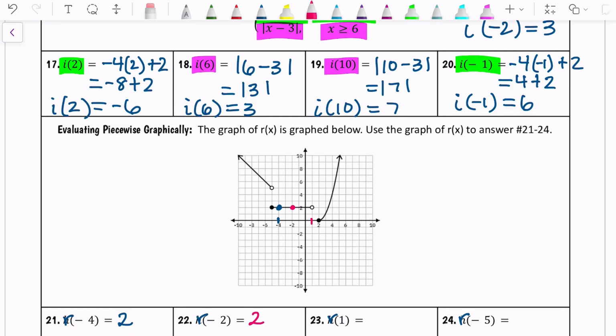When I am at 1, there's only an open circle. There is no part of the graph there other than that, so this one's undefined. And then lastly, r of -5 is right here, and this is going to be using the closed dot, not the open dot. We want the closed dot, which is also at 2. And this is how you evaluate piecewise functions.